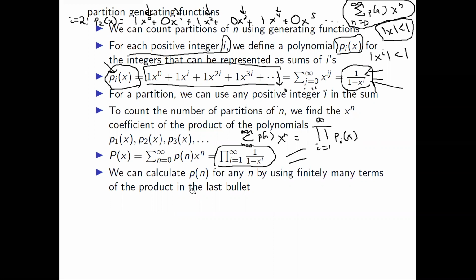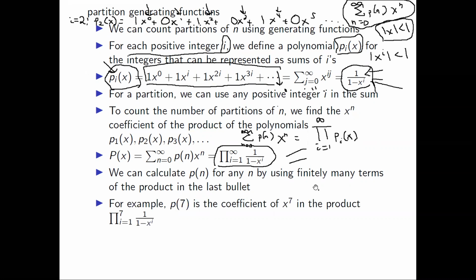So this gives us a pretty simple way to calculate p of n for any n, just using finitely many terms in the product. So we don't have to use the full infinite product. We can just do the product up to the n that we're trying to get. So if we're trying to get p of 7, let's say, we want the coefficient of x to the 7th in that product. But then we notice that for i equals 8, i equals 9, all the i values higher than 7, their polynomials are going to have a 1 times x to the 0 plus 1 times x to the i plus 1 times x to the 2i.